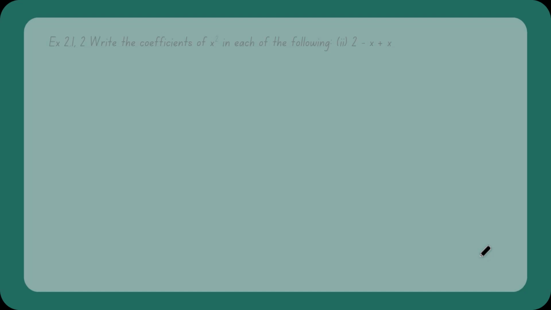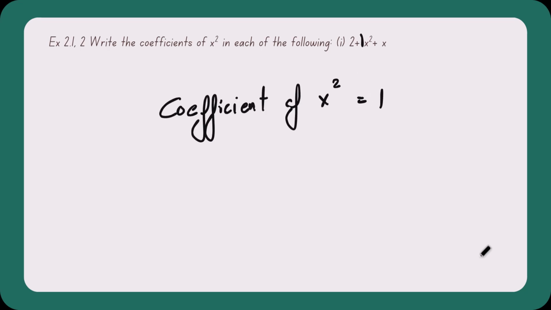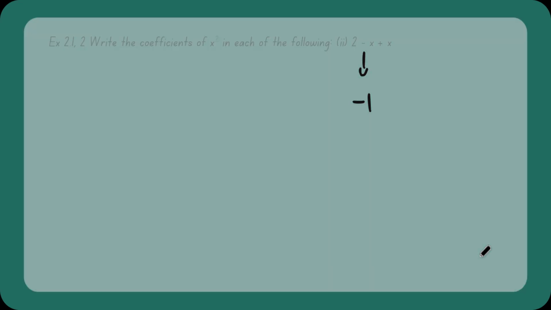So let's see the next question. What is the coefficient of x square here? It will become minus 1, right? Be very careful. This will become minus 1. In the previous one, the sign was plus, so we could use plus. Here it was minus 1, right?